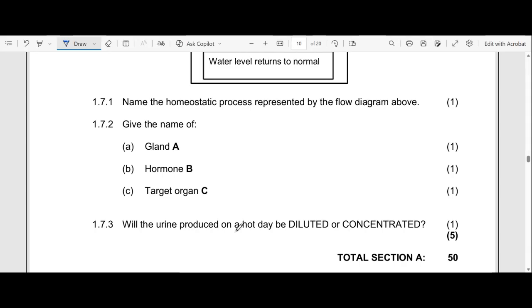Will the urine produced on a hot day be diluted or concentrated? Obviously, it's concentrated. Why? Because the body requires more water, so more water will diffuse into the blood. Does that make sense? Not diluted, right? You only produce diluted urine when you are taking in water at higher rates, when you have a lot of water in your body or when you're drinking a lot of water. The answer here is concentrated.